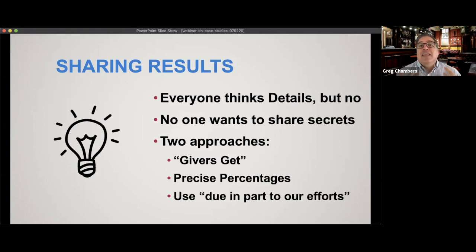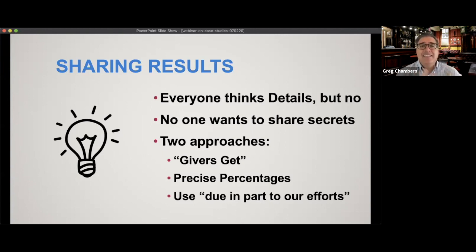And this is probably the key to making any percentage sound more realistic: it's always due in part to our efforts, right? Unless you were completely hired to outsource, or were in complete control of the situation, this is the most accurate way to describe it anyway: to say due in part to our efforts.